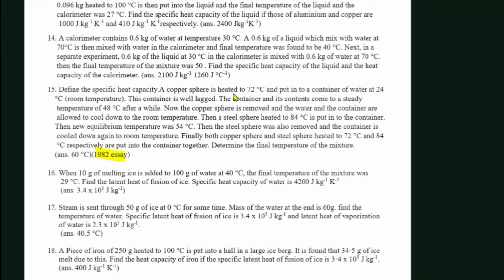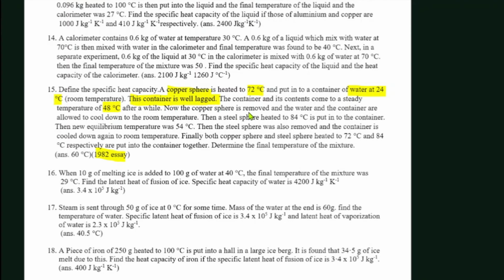A copper sphere is heated to 72 degrees Celsius and put into a container of water which is at 24 degrees Celsius. This container is well lagged, which means no heat loss from the container. The container and its content, meaning the water as well as the copper sphere, come to a steady temperature of 48 degrees Celsius.